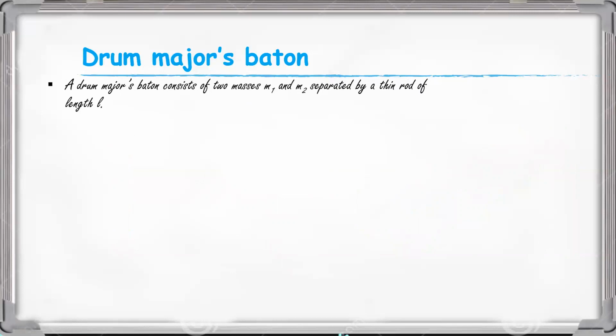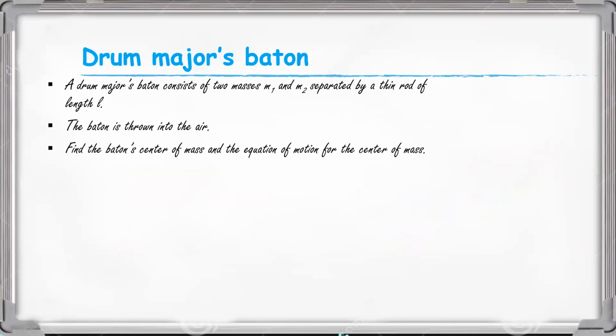A drum matches baton consists of two masses M1 and M2 separated by a thin rod of length L. The baton is thrown into the air. We have to find the baton's center of mass and the equation of motion for the center of mass. This is the baton. There are two masses M1 and M2 separated by a distance L.